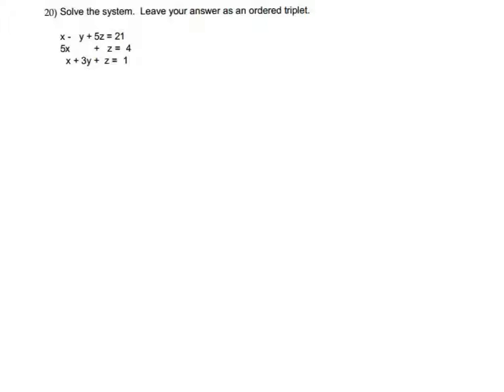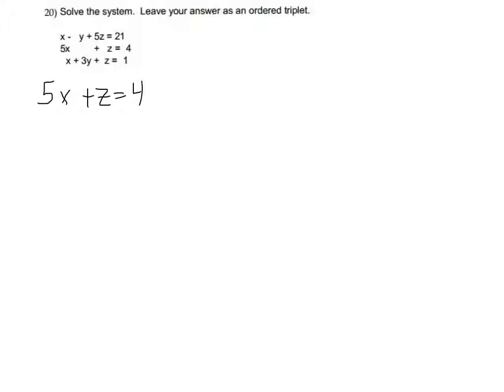Now, I already see, because the second equation doesn't have a y in it, it already has one of them eliminated. So I'm going to start by writing 5x plus z equals 4. Come on, give it the 5 looking better. 5x plus z equals 4.